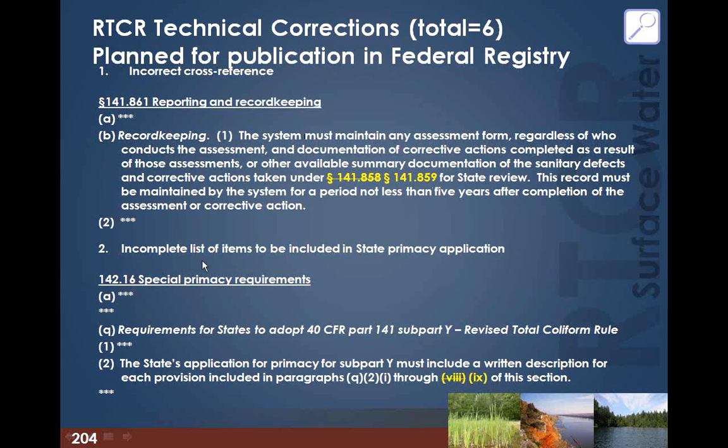In terms of the incomplete list of items to be included in the state primacy application, and this is what I referred to earlier, it will be updated in the state implementation guidance and the primacy crosswalks that are included as part of that. There was an omission in what the state needs to have a written description for. It only went up to 8. It needs to go up to 9, which is the complete section of the requirements under 142.16.